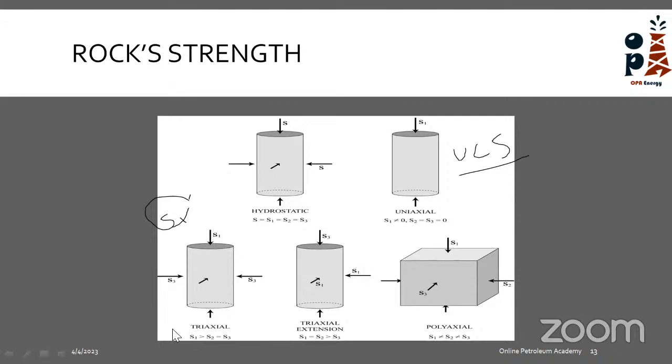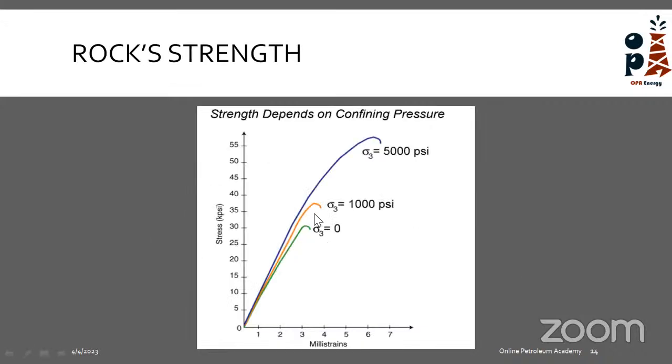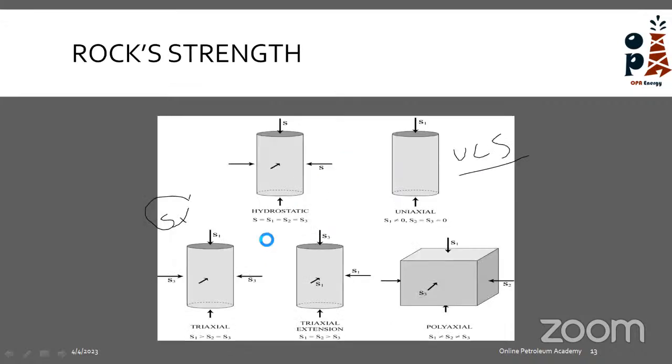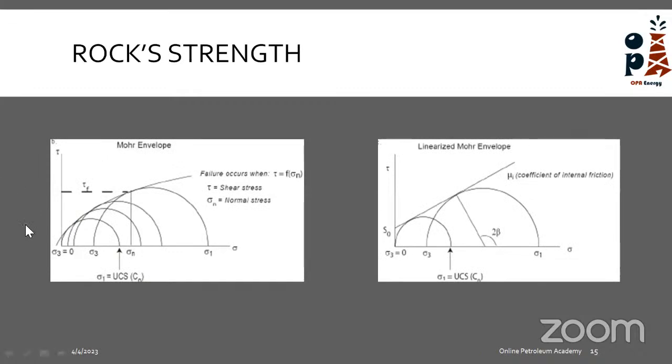What is the role of the confining stress? It's helping the rock to survive the axial loads that are being applied on it. So UCS is the minimum stress at which the rock will fail.